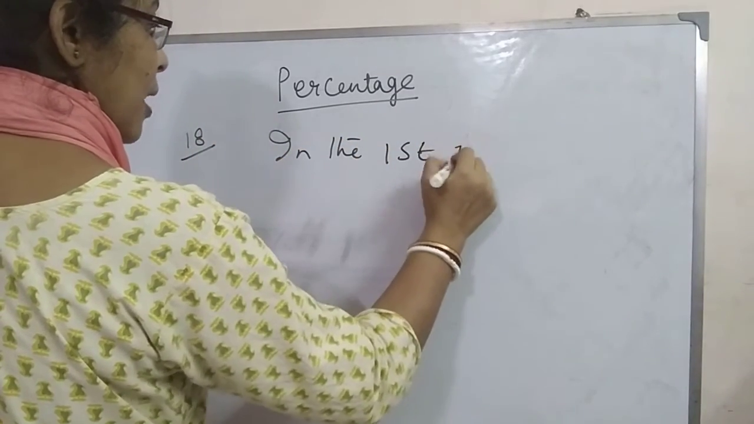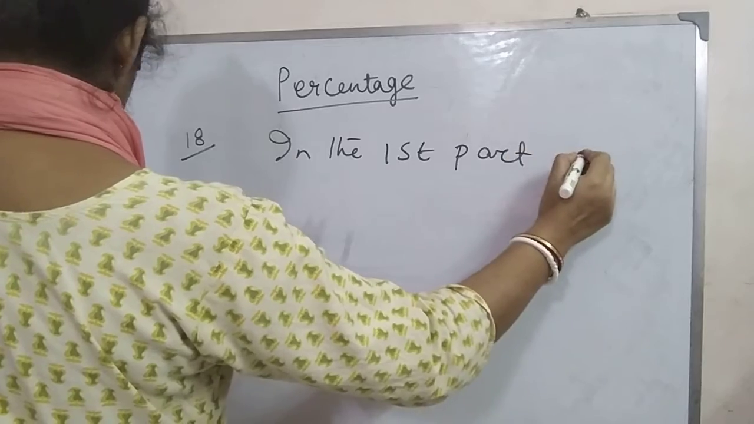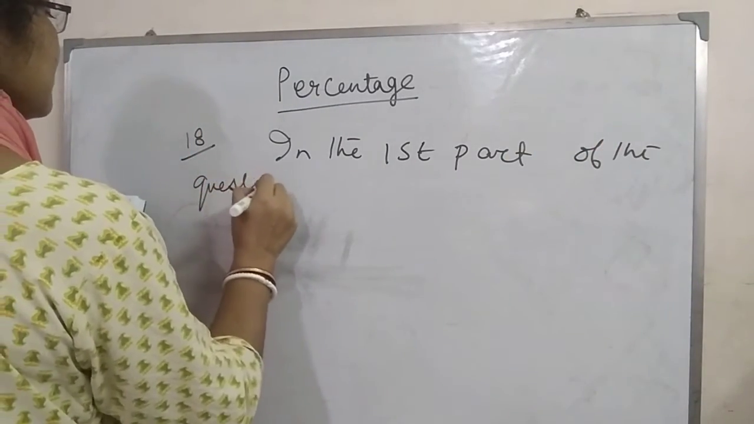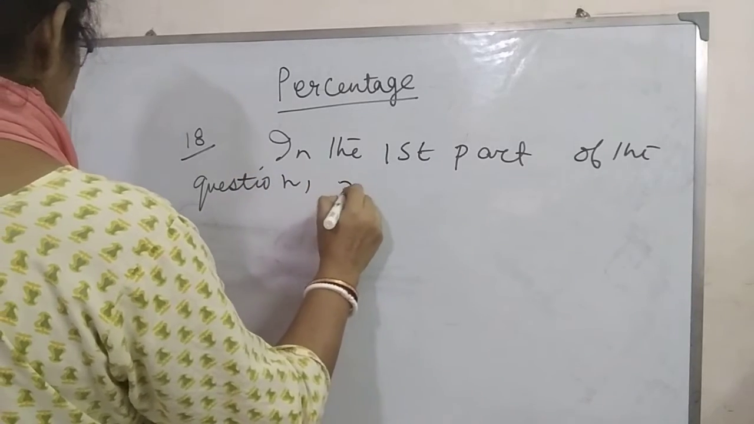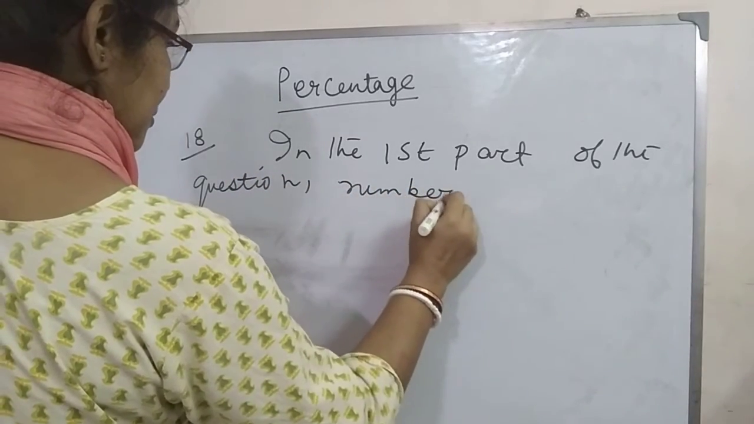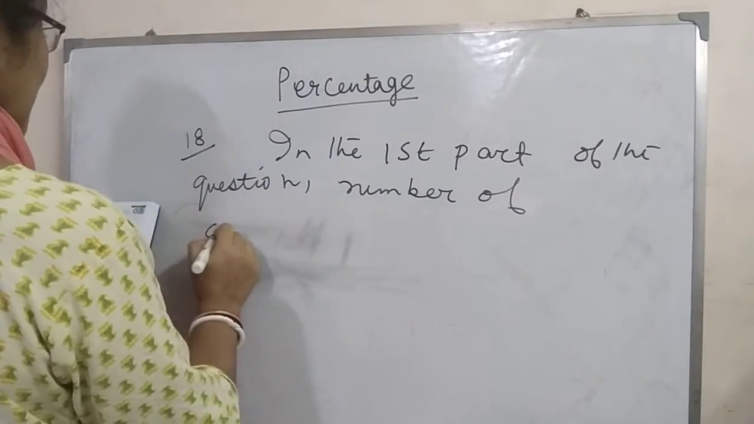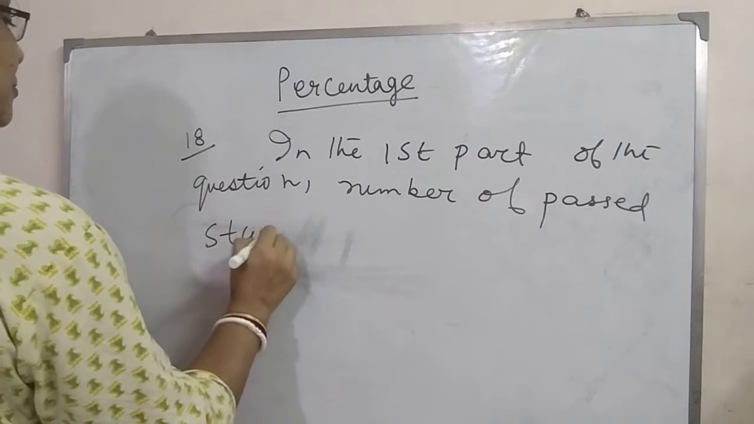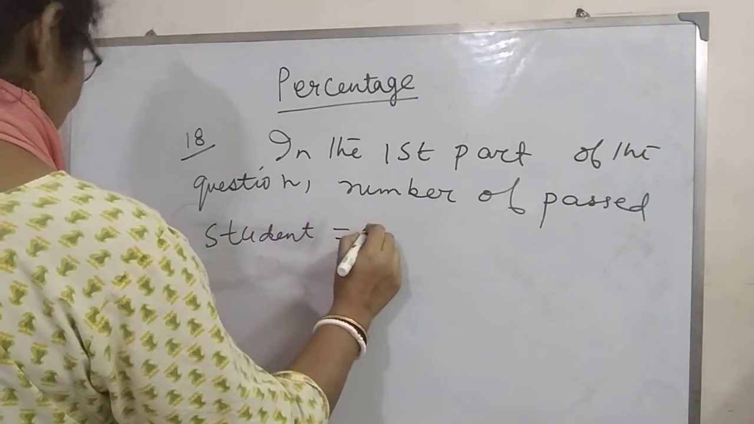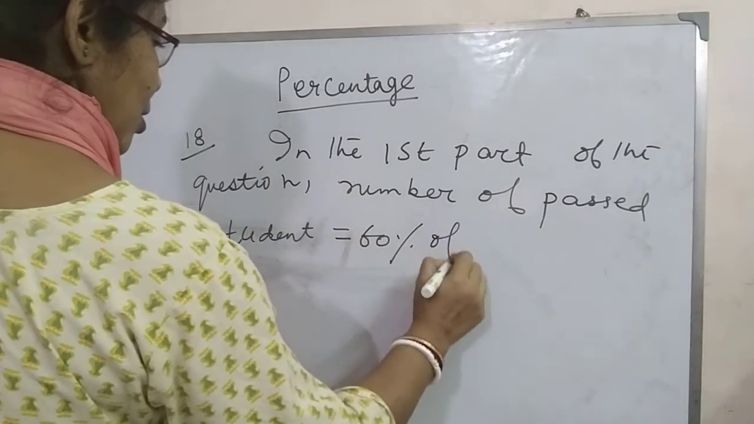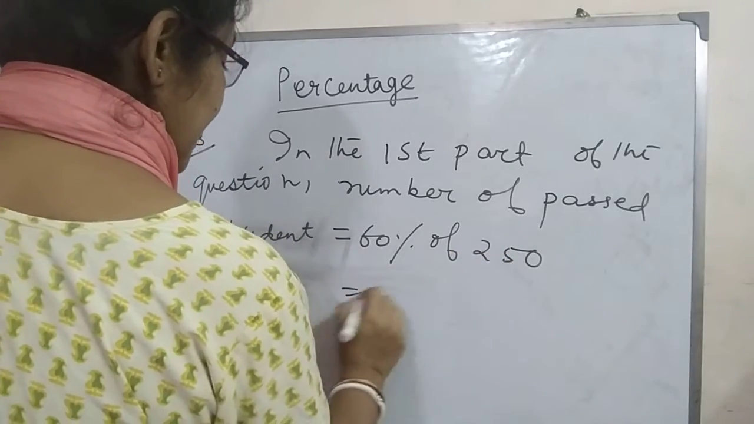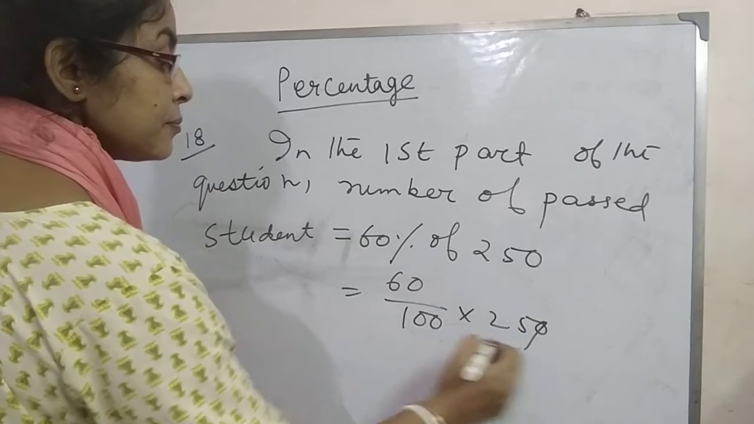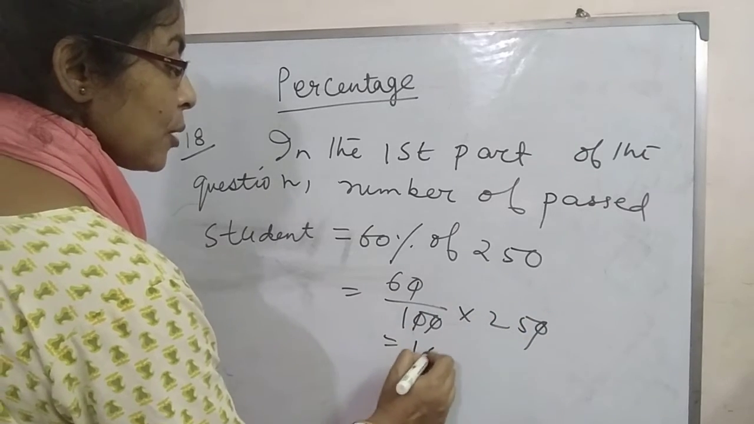In the first part of the question, the number of passed students is equal to 60% of 250. That is equal to 60 by 100 into 250. This is equal to 150.